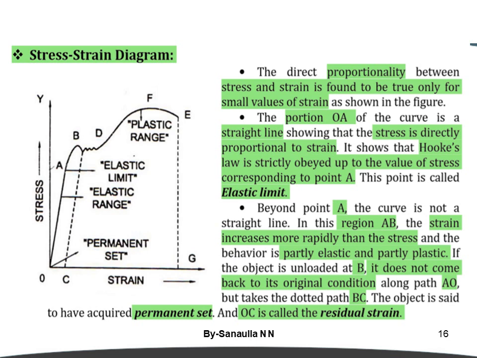If the object is unloaded at B, it does not come back to its original condition along the path AO, but it takes the dotted path, that is BC. You can see here, that is BC. The object is said to have acquired permanent set. There are just permanent changes that occurred in that set, right? And OC is called the residual strain. I hope you understood this one.